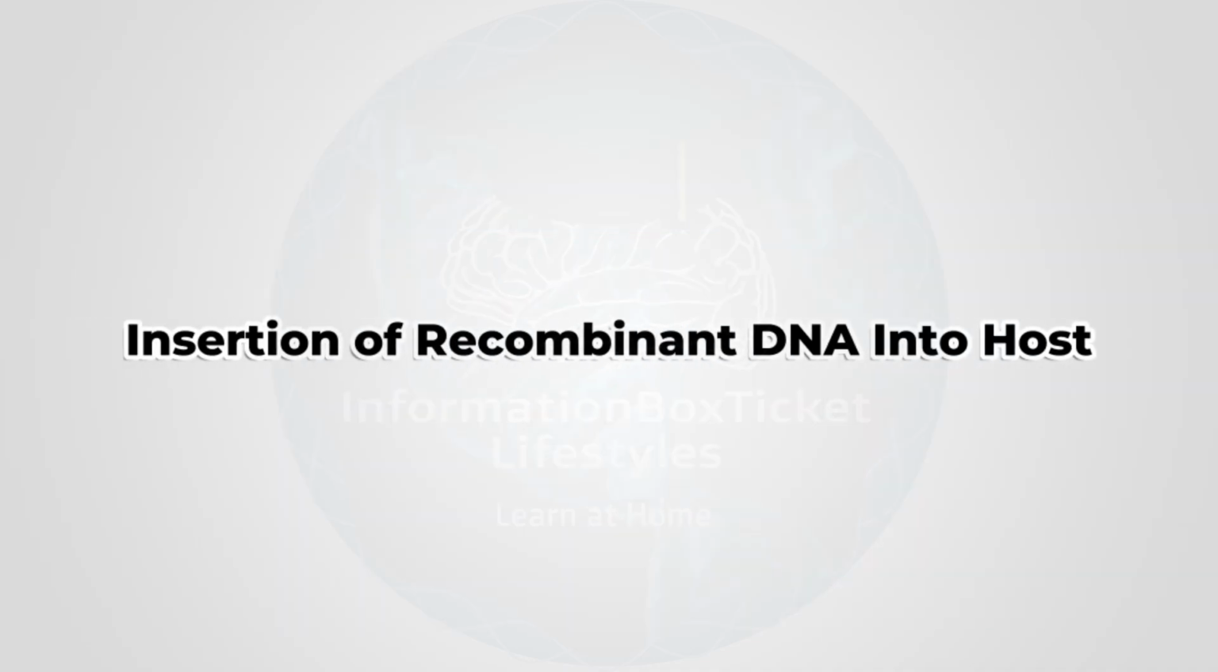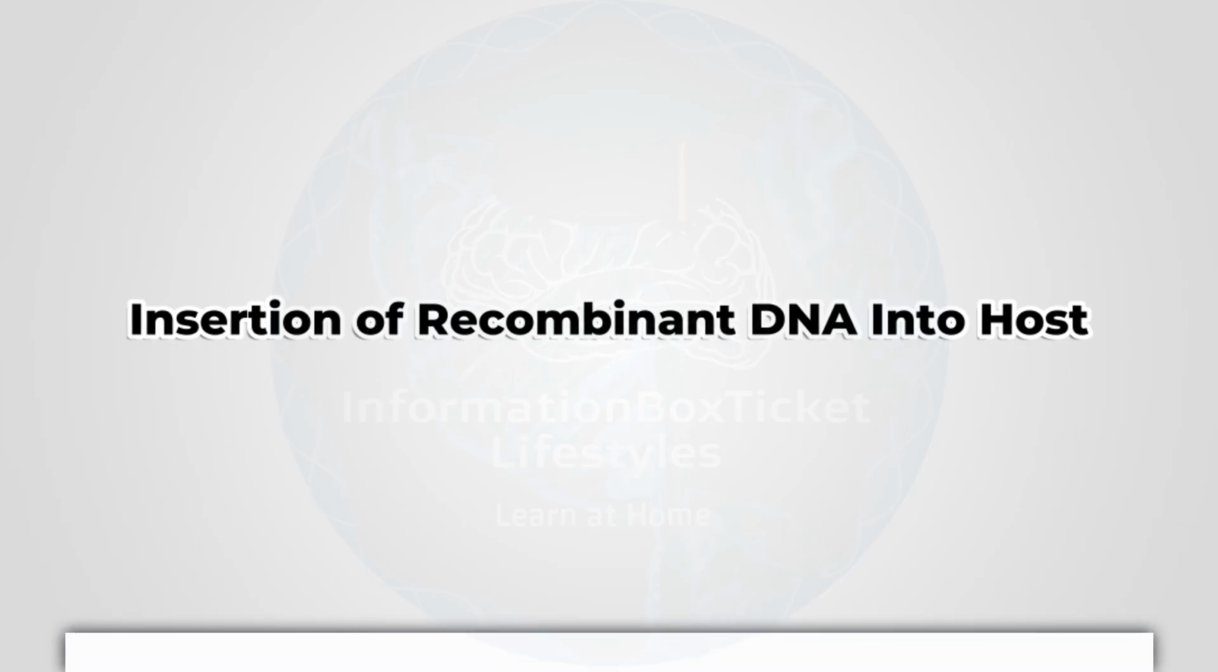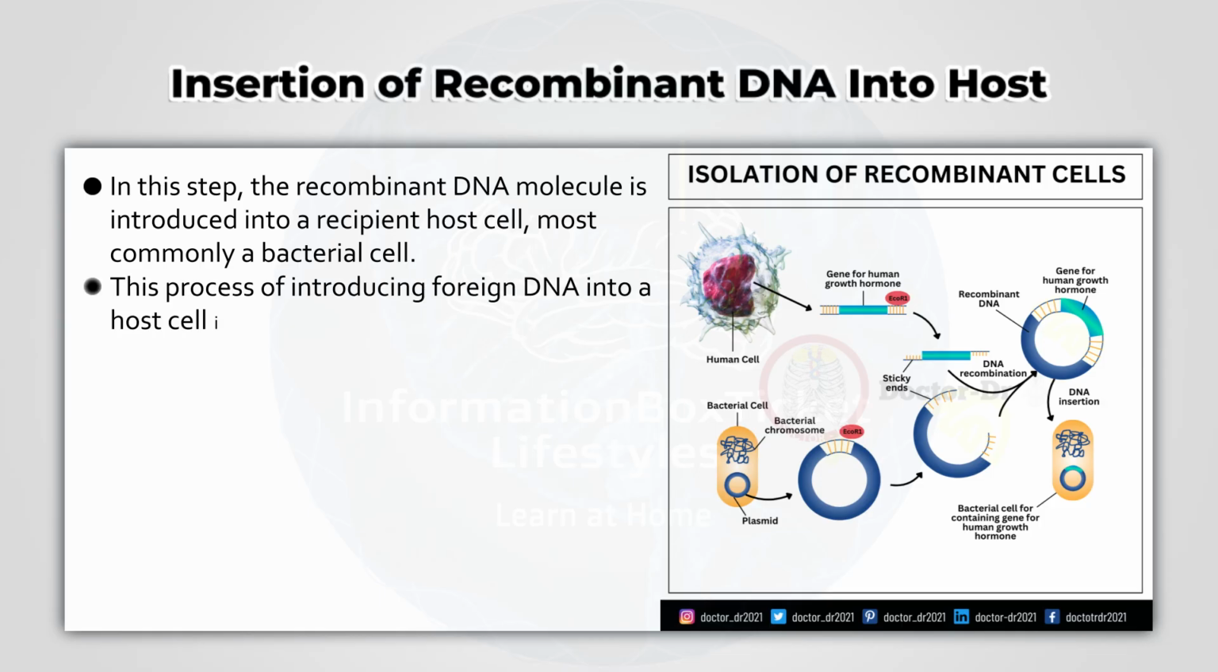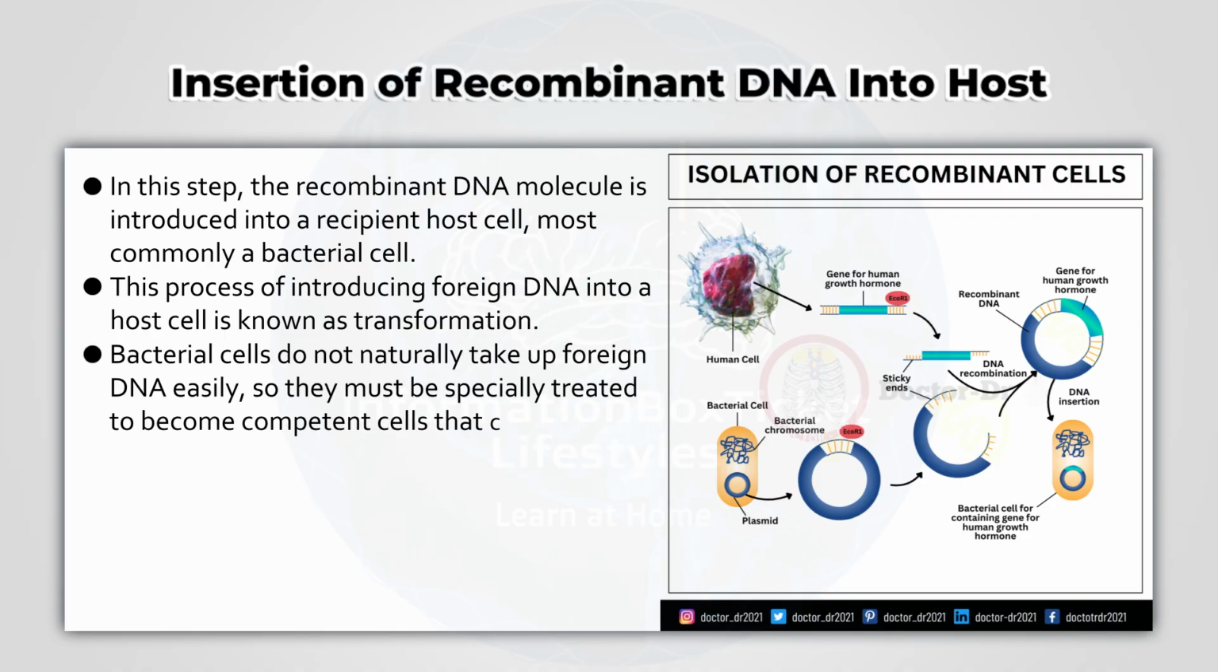Insertion of recombinant DNA into host. In this step, the recombinant DNA molecule is introduced into a recipient host cell, most commonly a bacterial cell. This process of introducing foreign DNA into a host cell is known as transformation. Bacterial cells do not naturally take up foreign DNA easily, so they must be specially treated to become competent cells that can accept recombinant DNA.